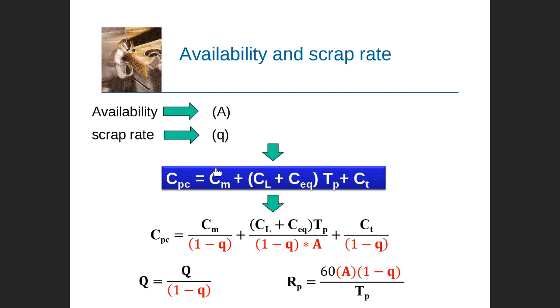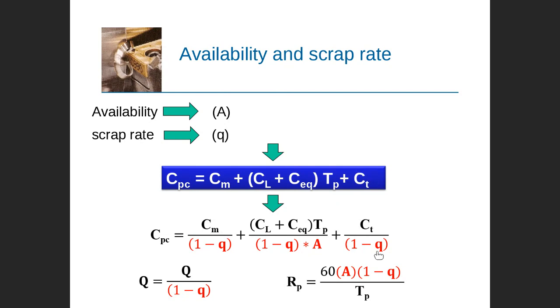Then material, as a raw material being used in machining, increased. Not only material for 100, but material for more than 100. Then scrap rate must be considered. So CM becomes CM divided by 1 minus Q. So Q, scrap rate, is considered here. However, availability is not affecting material. Machine available or not available, material or raw material will not be affected, right? So material CM is affected only with the scrap rate.